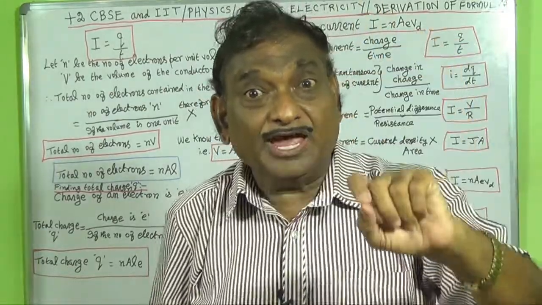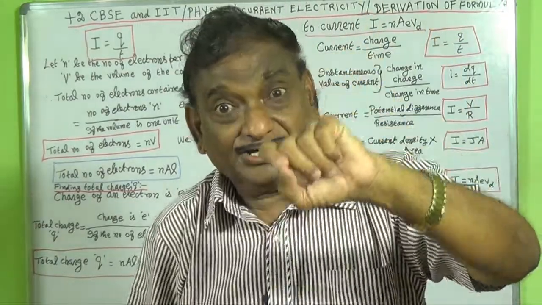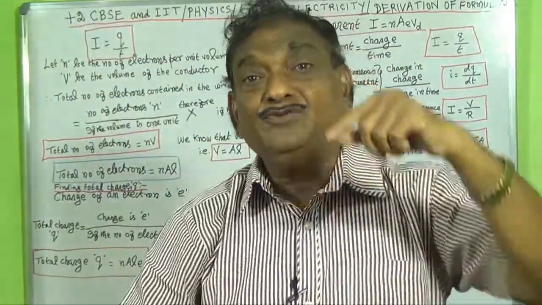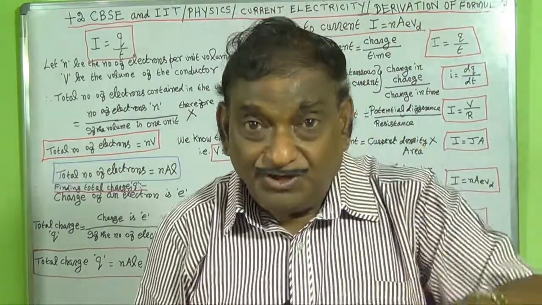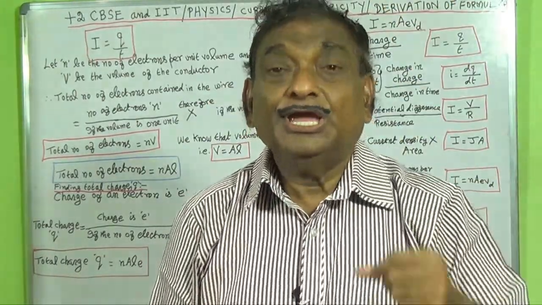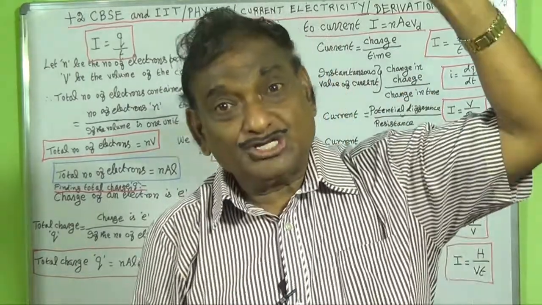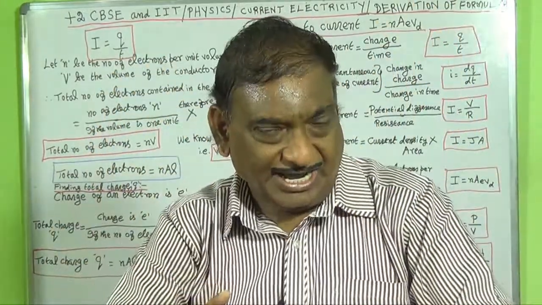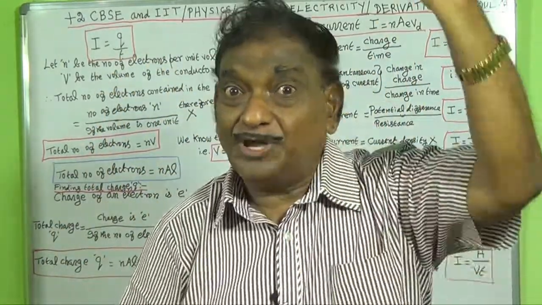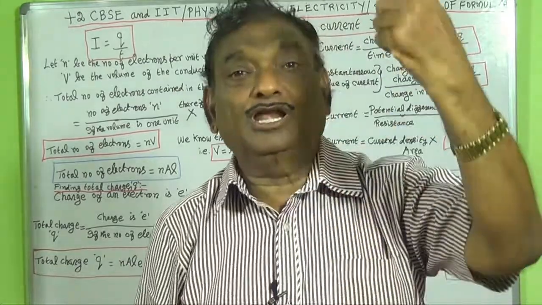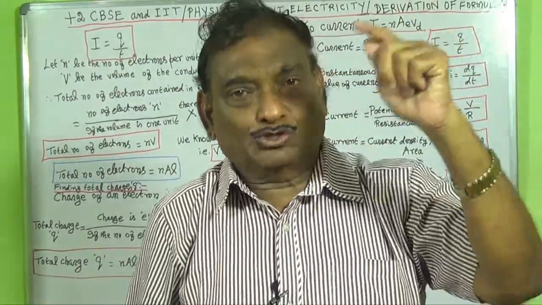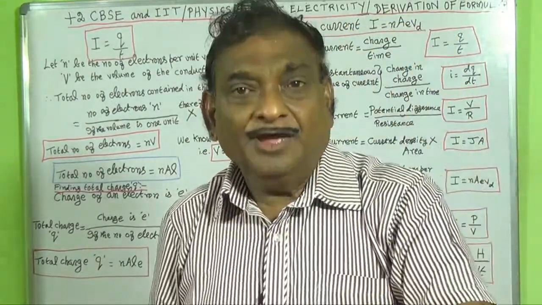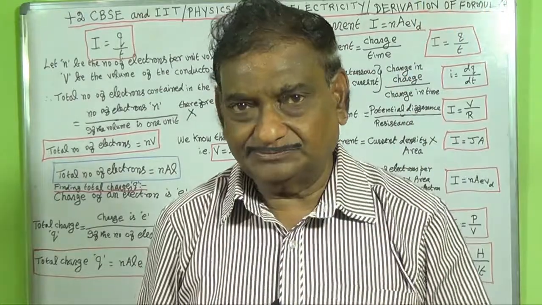How can we find the total charge contained in the conductor? If we know the total number of electrons, we can find the total charge. How can we find the total number of electrons? If we know the number of electrons per unit volume and the total volume of the conductor, we can find the total number of electrons. After finding the total number of electrons, we can find the total charge. After finding the total charge and the time, we can get the formula for the current.